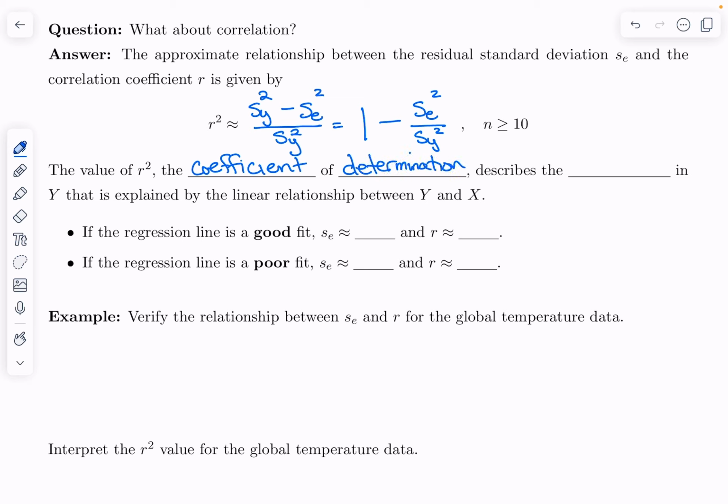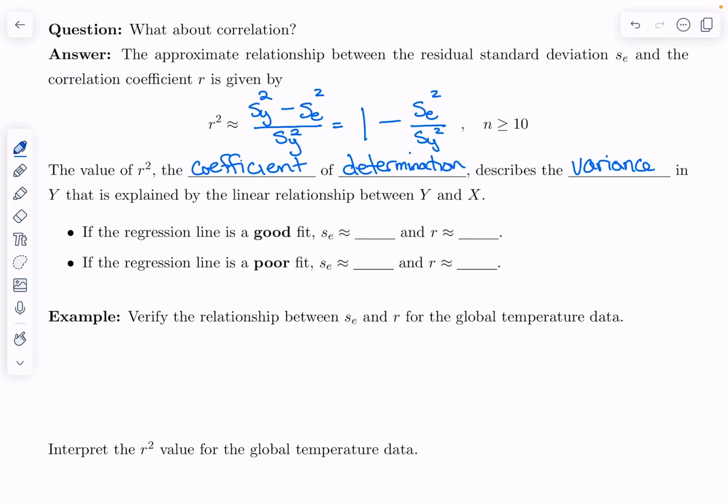And since it's approximately equal to this difference between the standard deviation in y squared and the residual standard deviation squared, divided by the standard deviation of y squared. Okay, so since it has that approximate relationship, it's going to describe the variance in y that is explained by the linear relationship between y and x.